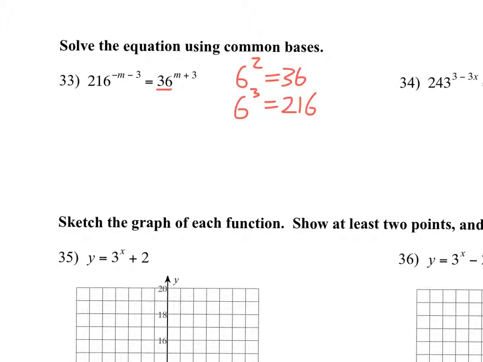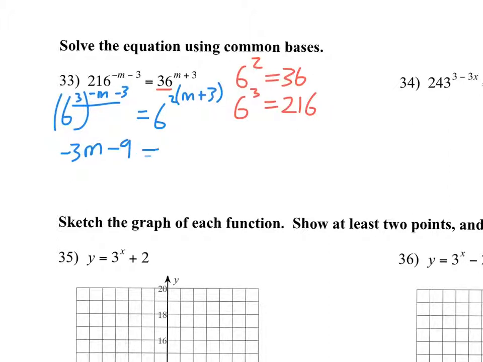Okay, so we've got 6 to the third to the negative m minus 3. That's equal to 6 squared, m plus 3. That'll give us, when we use exponent rules, we've got to distribute, so minus 3m minus 9 is equal to 2m plus 6. Bringing the 3m to this side, we got 5m, and the 6 to this side, we get minus 15. That tells us that m is going to be negative 3.